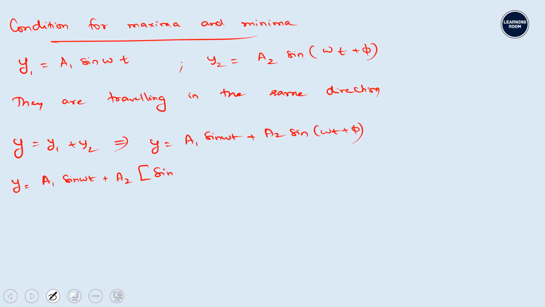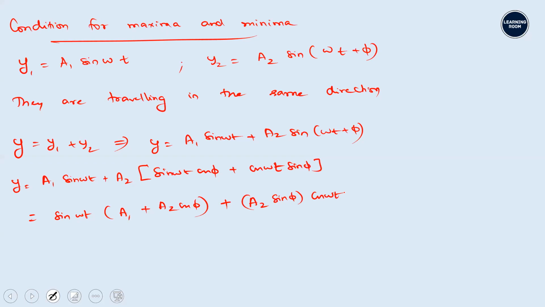So it is going to be sin omega t cos phi plus cos omega t sin phi. Right? Now if you take sin omega t outside, it will be a1 plus a2 cos phi, plus a2 sin phi times cos omega t. Am I clear with this?